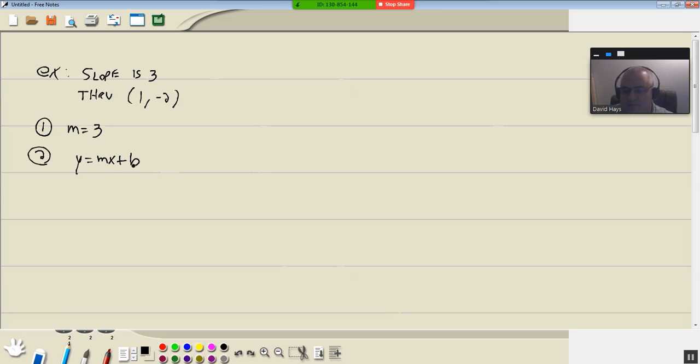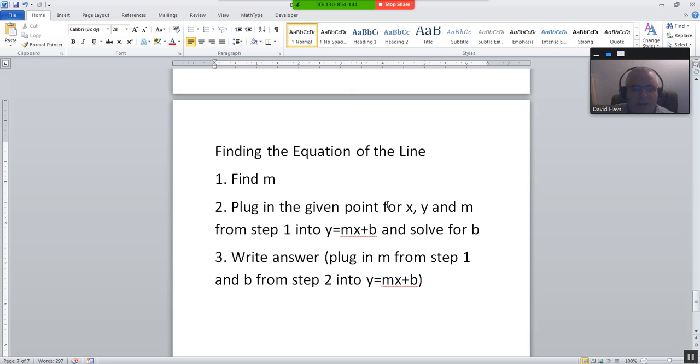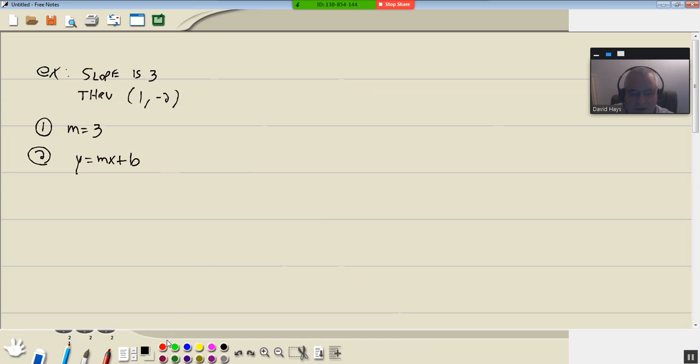Now step 2. Plug in a given point for x and y. When they give us a point, they're giving us a specific instance of x and y that we can use. Which means I'll plug -2 in for y and 1 in for x in this problem. And m we said was 3, so I'll plug that in also. Plus b. And then solve for b.